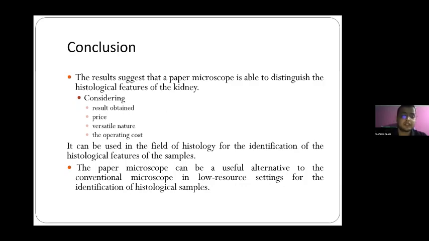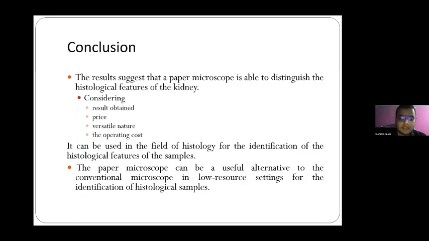So it can be used in the field of histology for the identification of histological features of samples. Taking the inference from the histological kidney, from this experiment we can also infer that this can be utilized for the diagnosis of histological features of the heart, other organs of the body, and for example, the blood as well. From all these observations, we can conclude that the paper microscope can be used as a useful alternative to the conventional microscope in low resource settings for the identification of histological samples.